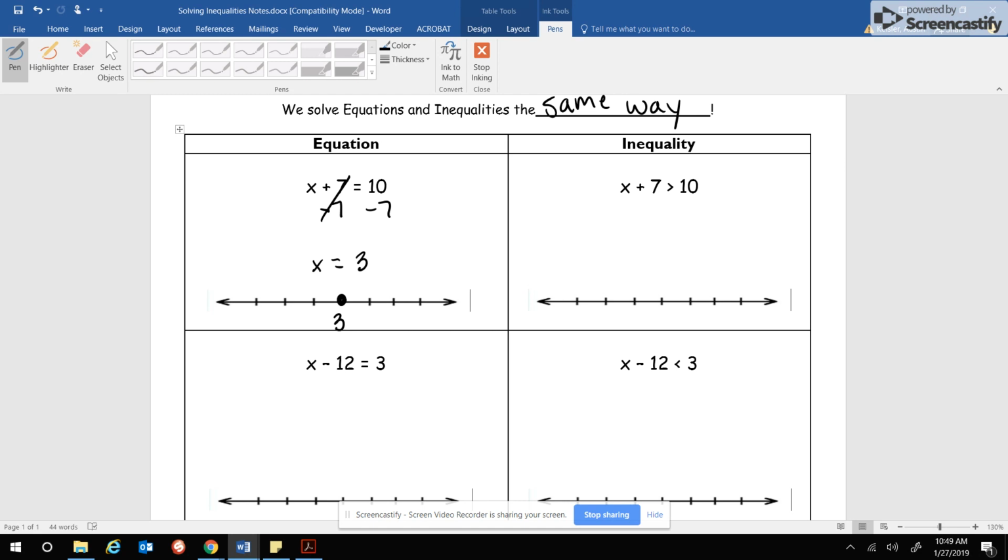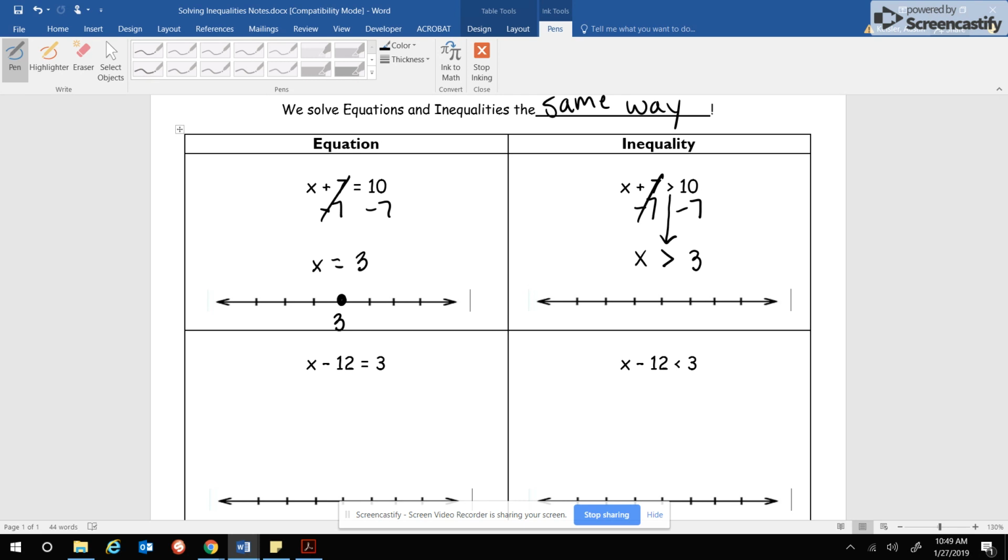All right, so inequalities is the exact same thing. I have x plus 7 is greater than 10. Well, I'm still going to do the same thing. I'm going to subtract 7 from both sides, which is going to leave me with x on one side and 3 on the other. The only thing you have to be careful with is I'm bringing this inequality sign straight down. x is greater than 3, not x equals 3.